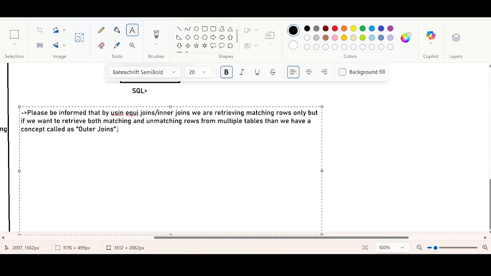So I'm going to introduce outer joins. For usage, outer joins are used to retrieve matching and unmatching data from multiple tables. First thing, there are three types of outer joins.